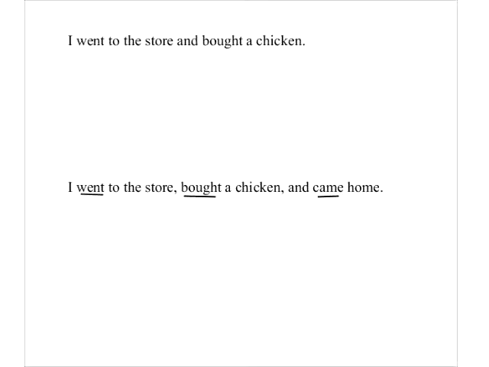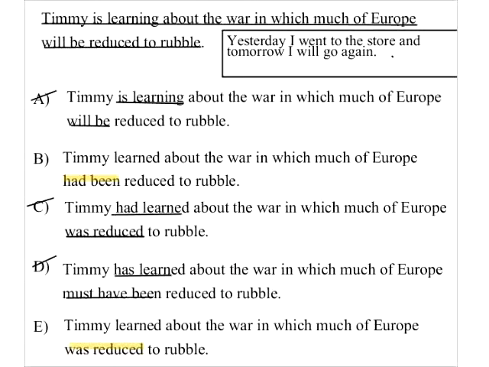And yet, went is past, bought is past, and came is past. They're all past. But it's not like I need to say I had gone to the store, had bought a chicken, and came home just to establish that these two things happened first. It is clear. I don't need to use the past perfect to establish the order of events here. And the same thing is true in this sentence. Timmy learned about the war. There was a war, and in that war, much of Europe was reduced to rubble. There is no possibility of confusion here.